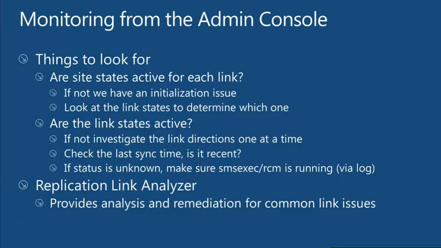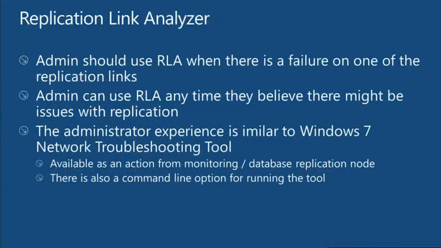So you want to check your link status in the console, and there's additional information I'll show you that you can gain access to there. If necessary, you go to status messages for RCM, or to the RCM control log file. But really, if you see the link's not active in the console, we want you going down to the bottom bullet, which is the replication link analyzer. The replication link analyzer is actually a tool we created. It's added into our admin console as a link.